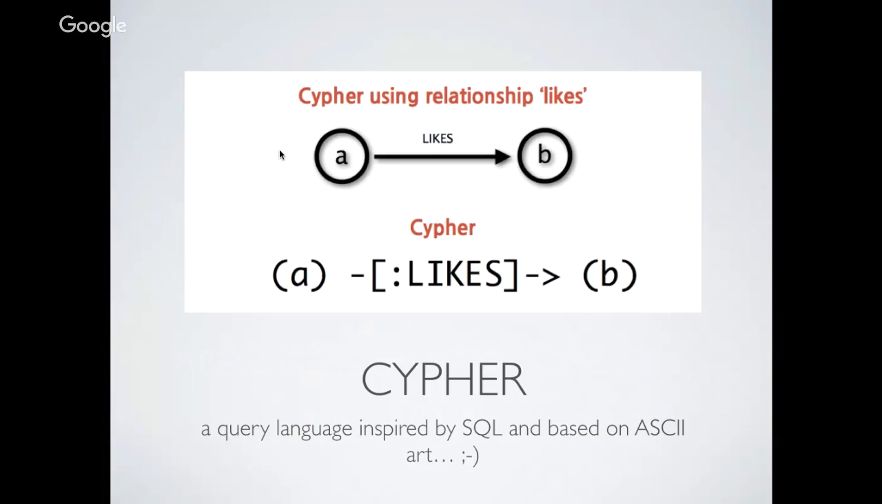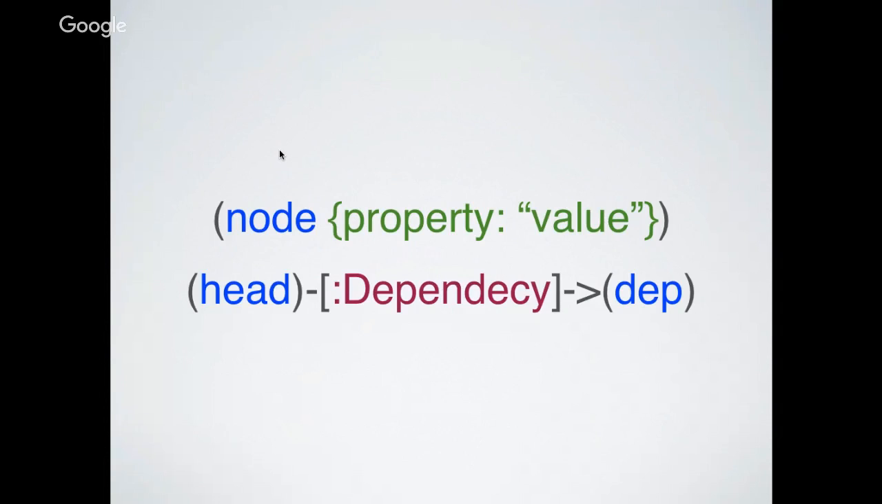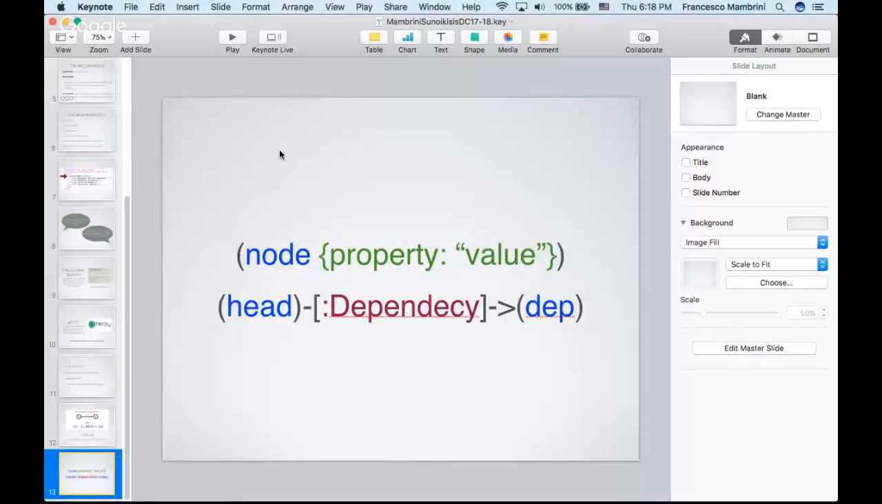But the thing I like the most is that it implements a very powerful yet simple, intuitive query language inspired by another popular query language, SQL, for databases. And it's based on ASCII art, so the same type of things that you could typically use when you type emoticons on a keyboard, so that you draw the arrows like that. So basically you write and create a node and query property values like that, and use this type of syntax to query for dependency relations.